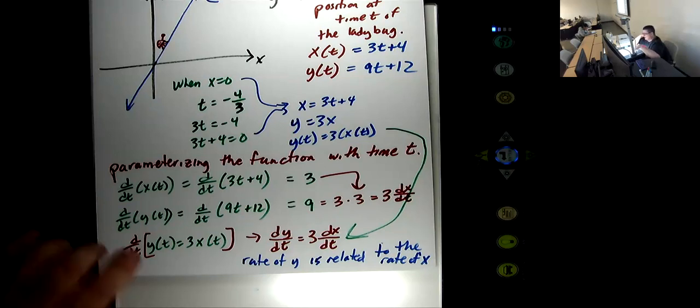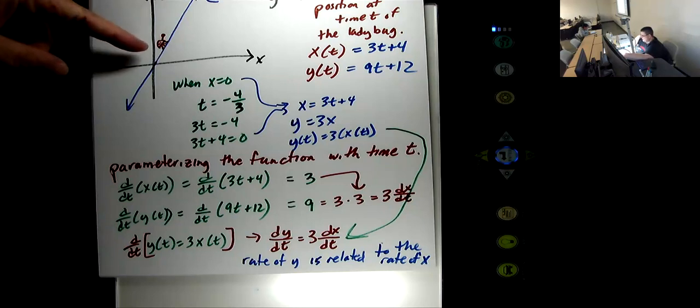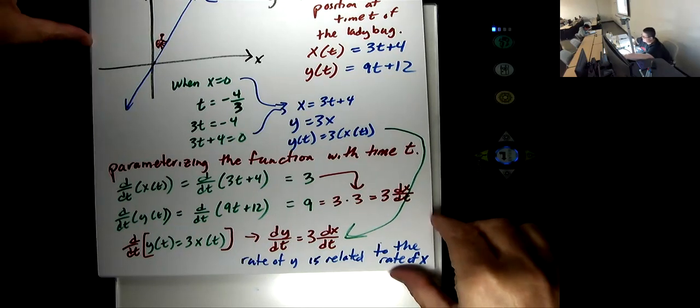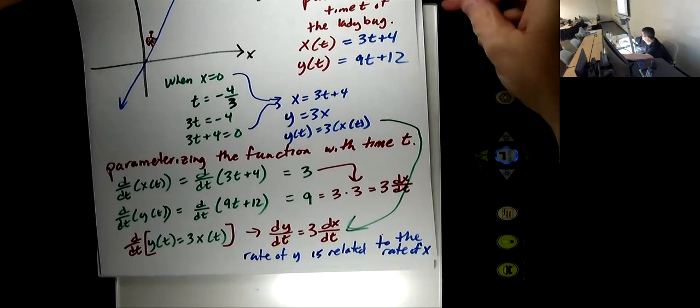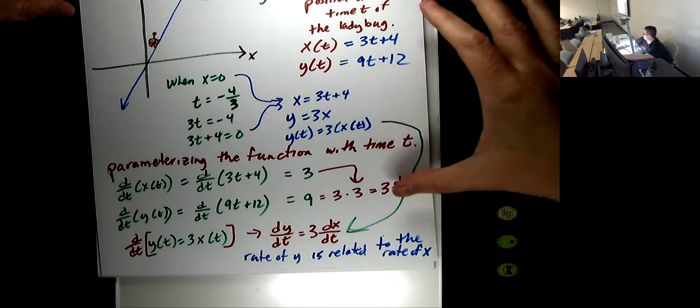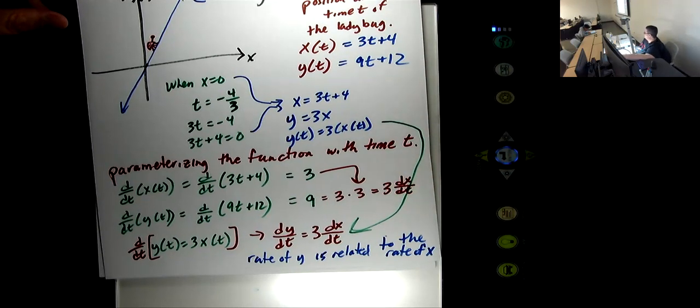So this is like the position of the ladybug with respect to y is changing 3 times faster than the position of the ladybug with respect to x. I'm not going to do anything else with this t. You're going to see parameterizations later. We're just going to look at related rates in general. But I thought maybe showing you how parameterizations work now will help you in the future because it does apply here to related rates.